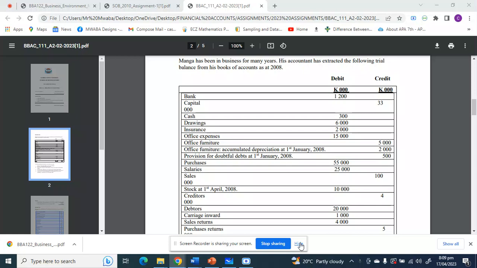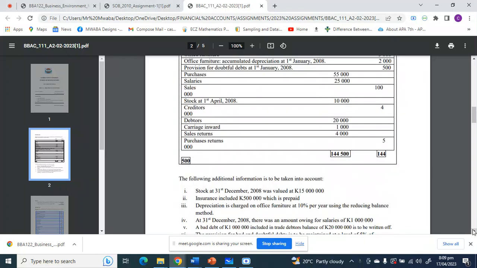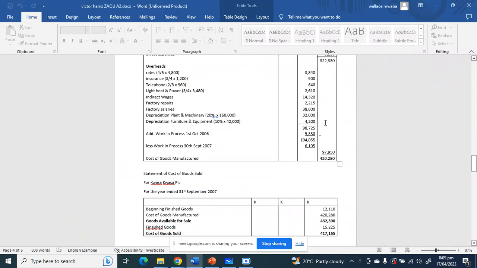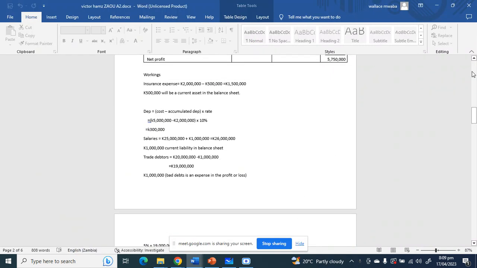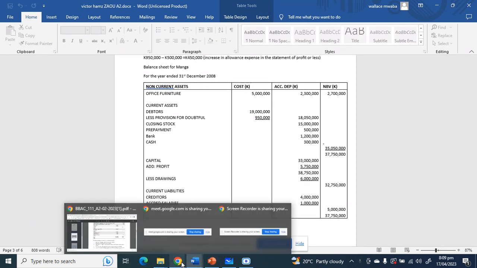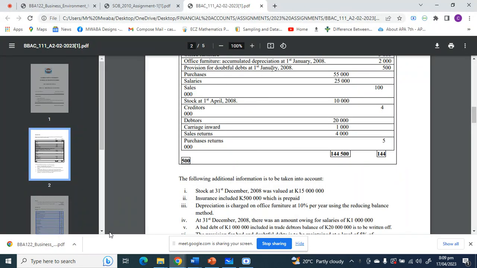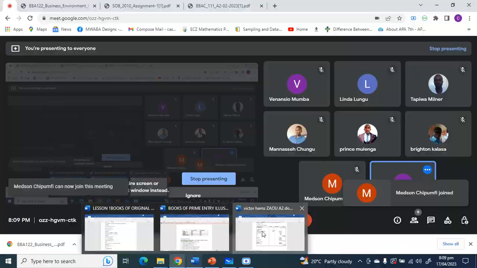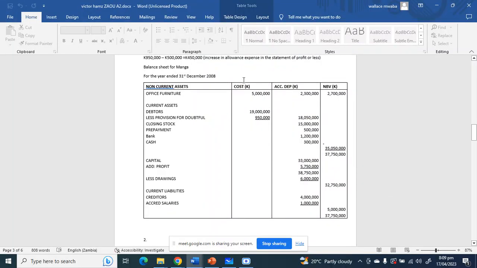All right, so as you look at this question for manga, we previously looked at the statement of profit or loss. Now we have to make the balance sheet. Right, the balance sheet, the whole concept is the assets must equal the total liabilities plus capital. The accounting equation: assets equals liability plus capital.